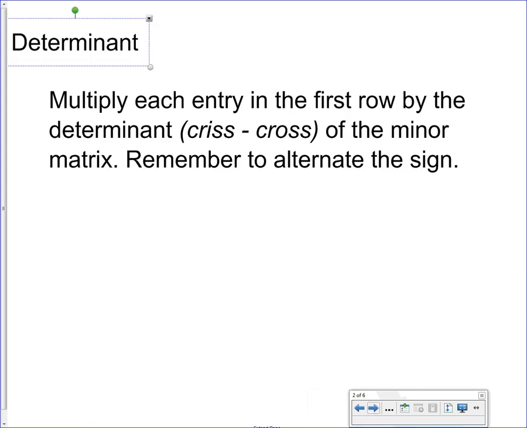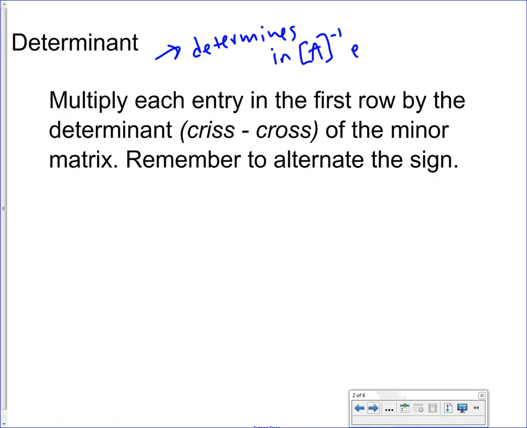Okay, so first thing we're going to start with is talking about the determinant. The determinant is a special number associated with a matrix. And all it does is it tells you whether or not the matrix has an inverse. So it determines if the inverse exists. So it's called the determinant.